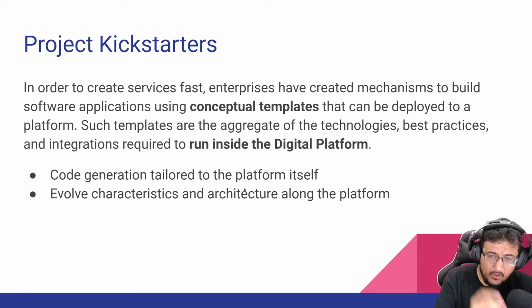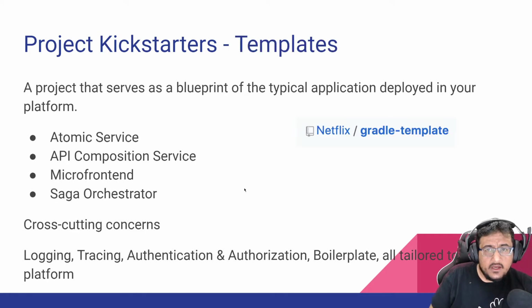Also, they will evolve with your platform. So whenever you need to add cross-cutting concerns within the platform, or you want to add a new characteristic into the platform itself, that characteristic is usually implemented in project Kickstarters first, so that other microservices can be generated from those. In this case, the first project Kickstarter that I have implemented within platform development is templates. And basically, those are blueprints for your application, right?